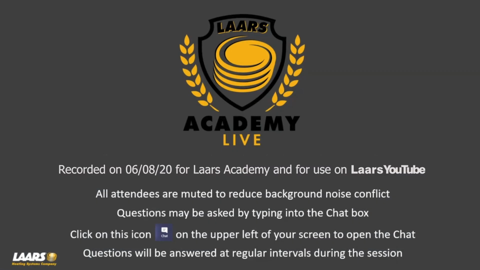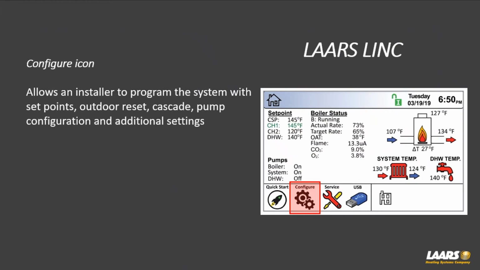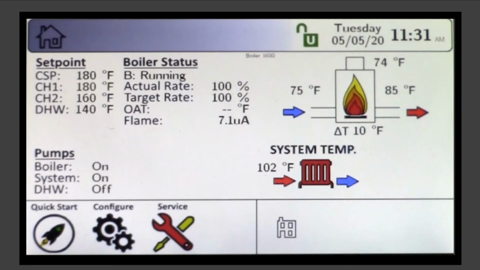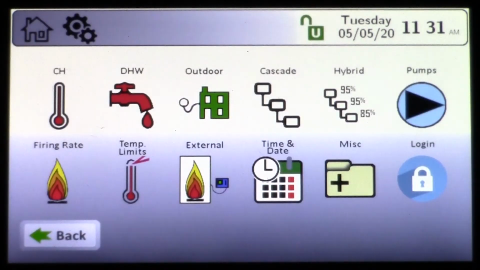Here at part 2 of our 6-part series, we're going to cover configuration, CH for central heat, DHW, which is domestic hot water, and outdoor reset. Under configuration, you can get in and you'll see more options for outdoor reset, pump configure, and additional settings as well. This is the configuration menu.